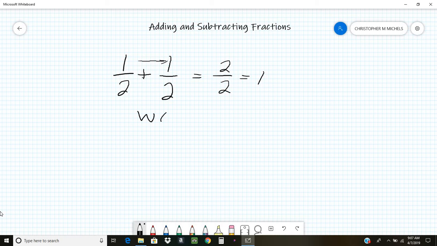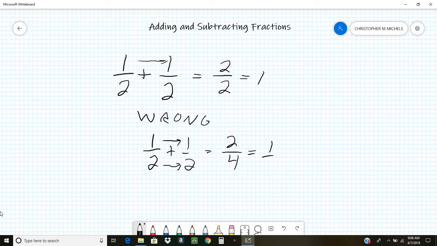Now, if I do this the wrong way, I'm going to write "wrong" again, just to cover myself legally here. If I do a half plus a half, and I add the numerators and denominators, I'm going to get something that doesn't make sense. 1 plus 1 is 2, 2 plus 2 is 4. 2 over 4 simplifies to 1/2. So if we think about this logically, a half plus a half equals a half? No. Do not add the denominators, even though some people like to, because they get the rules for multiplication and division confused with the rules of addition and subtraction.